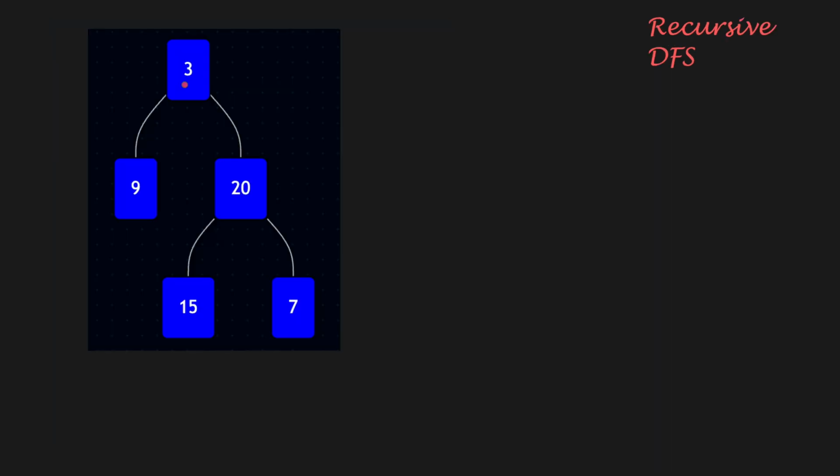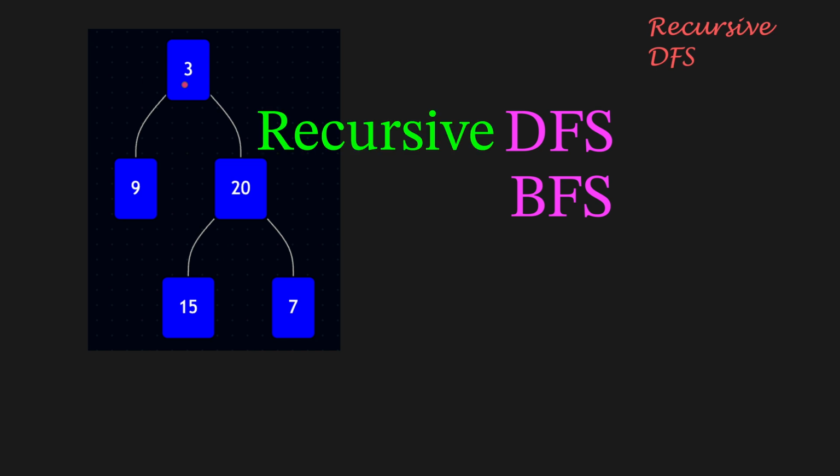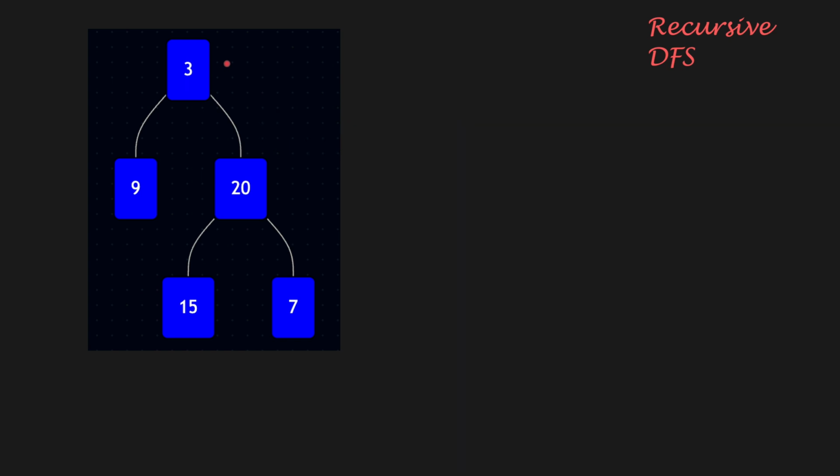Alright, let's talk about how to solve this. We can approach this problem in a few ways, including an iterative depth first search, aka DFS, and a breadth first search, aka BFS, but we'll start with the most intuitive one, which is recursive DFS. Our main goal is to find the maximum depth of the tree that starts at the root node 3.